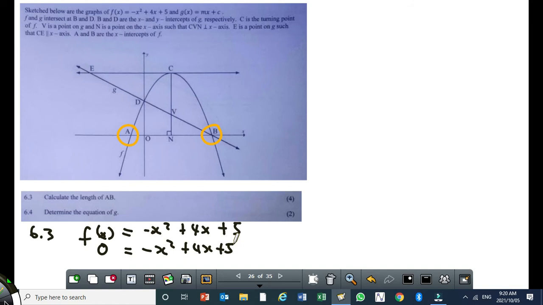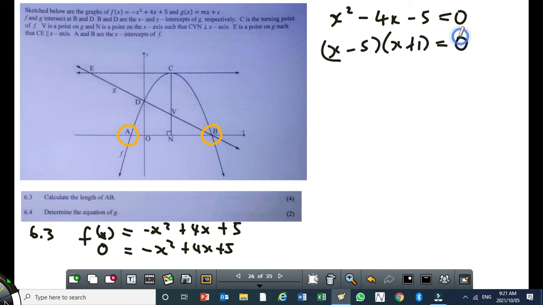Then we get that. Then from there, we end up having our standard form x squared minus 4x minus 5 equal to 0. Please never forget to substitute f of x equal to 0 and to write the equation in standard form because a mark is allocated for that. The standard form of the quadratic equation. Then when you factorize this, you get x minus 5 times x plus 1 equal to 0. And then you get x equal to 5 or x equal to minus 1.